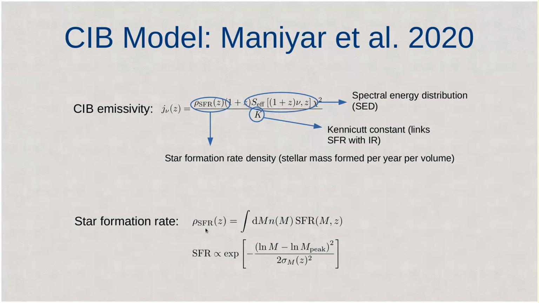In the context of the halo model, the star formation rate density is an integral of the star formation rate in a dark matter halo of halo mass m, times the halo mass function, integrated over halo mass. The SFR in this model is proportional to a lognormal distribution of halo mass. Here, M_peak is the halo mass where the star formation rate is most efficient. This is one of our model parameters that describe the star formation rate. What we want to do is apply CIB observations and constrain this rho_SFR at different redshifts.